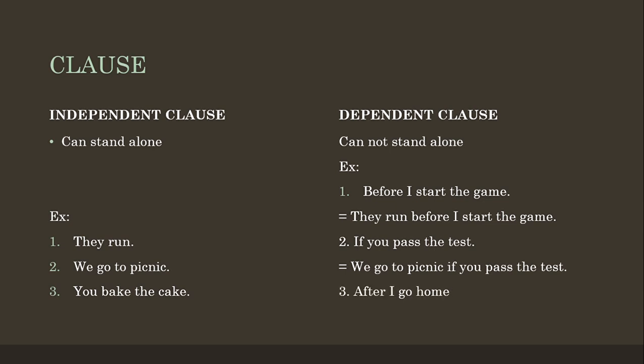Next is after I go home. Also we have the conjunction after, so we need other information. We join the independent clause and dependent clause together, and it becomes you bake the cake after I go home, so it makes sense. Also, some people call the independent clause the main clause, and the dependent clause the subordinate clause.